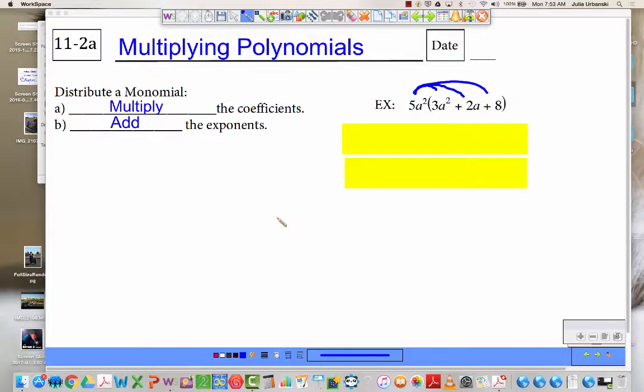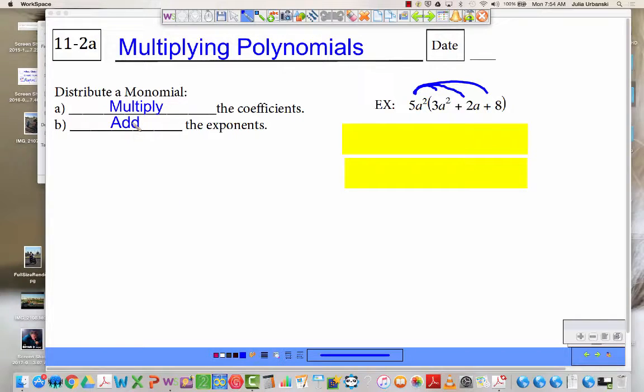Flip over to 11-2A, multiplying polynomials. Please make sure you're on the one that says A, multiplying polynomials. There's two things to do, and this is combining the last chapter with our new chapter.